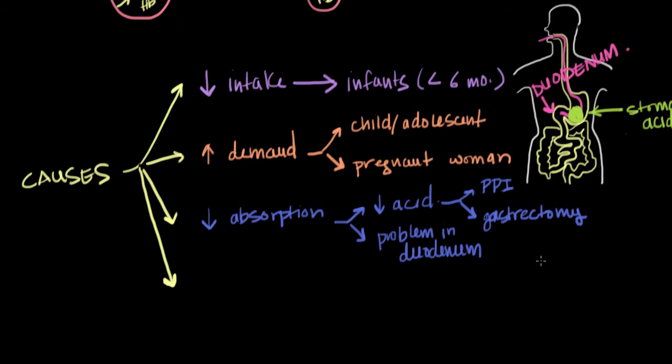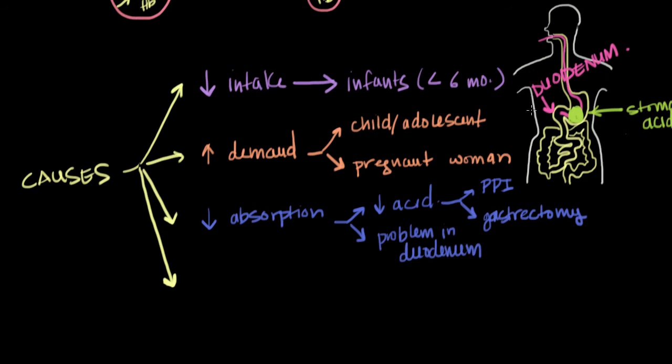But for whatever reason, the point that we're focusing on over here is that with the removal of part of the stomach, you have a decrease in the production of stomach acid, which decreases the conversion of iron into the form that's more easily absorbed by the duodenum, leading to iron deficiency, and then leading to iron deficiency anemia. All right? So that's the first cause of an impaired absorption of iron.